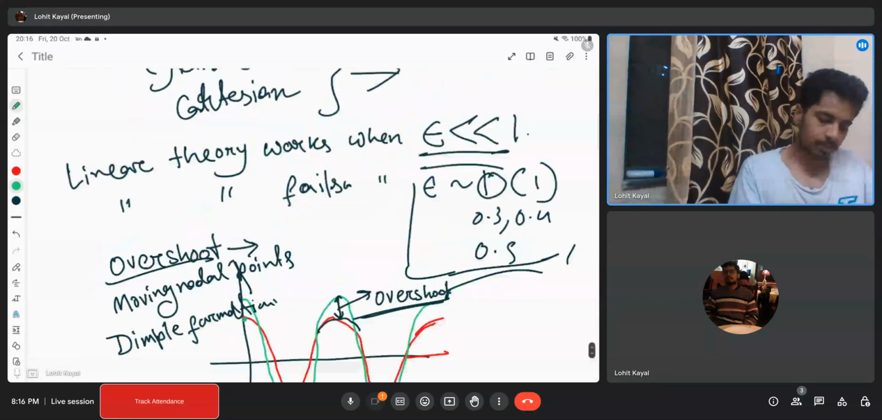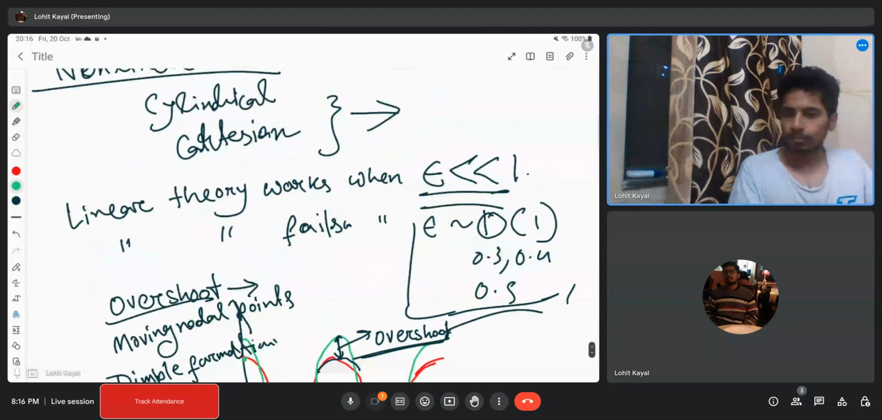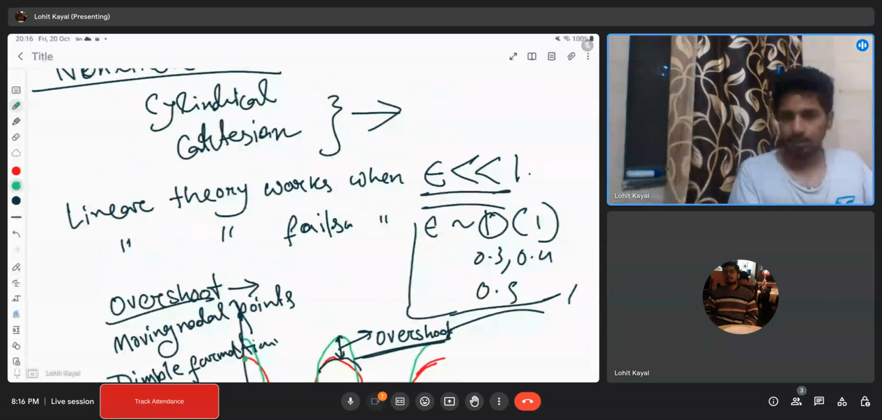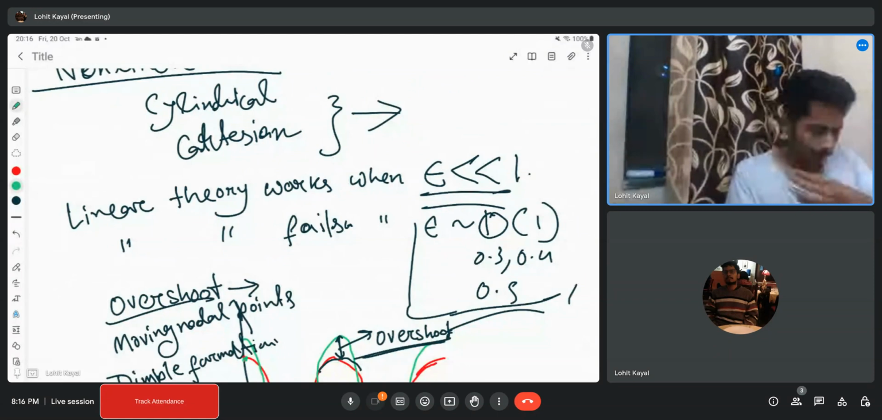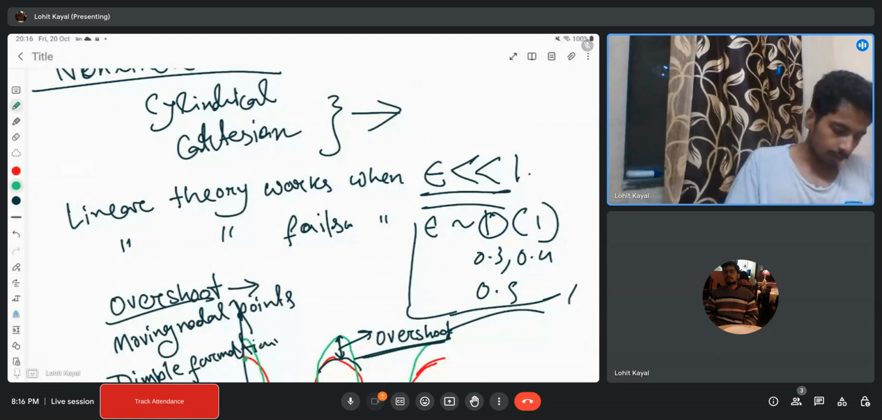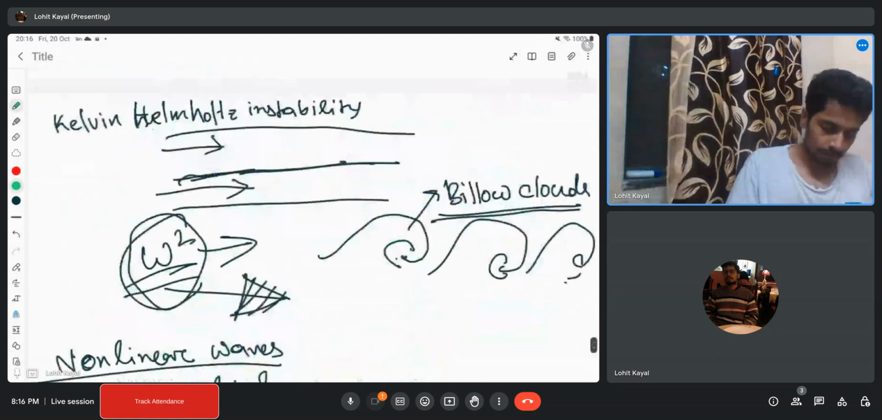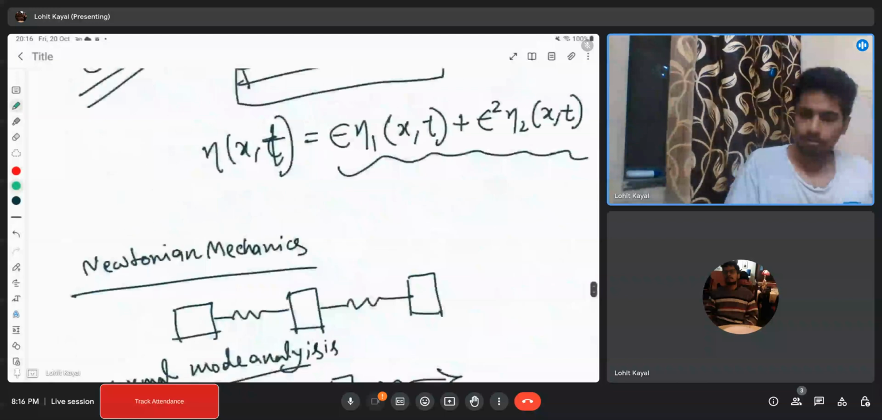And I have shown you the solutions. I have shown you the comparison with the simulation as well. That agrees well when your epsilon is of order 1. So that's all that we have done during the course.